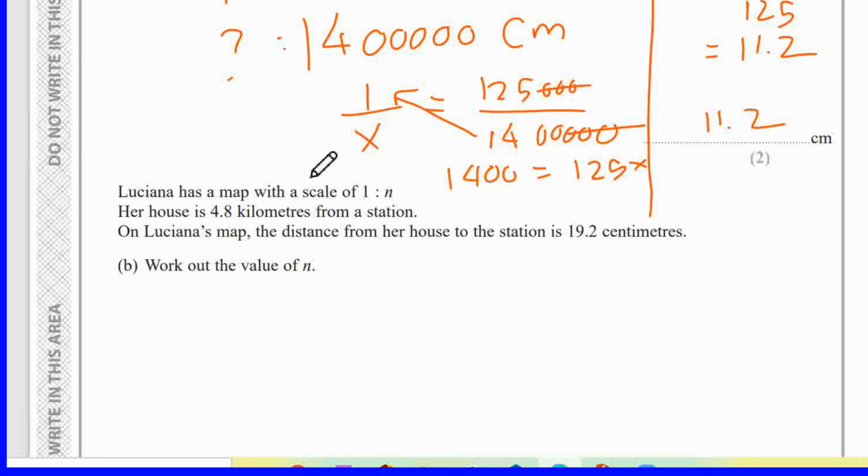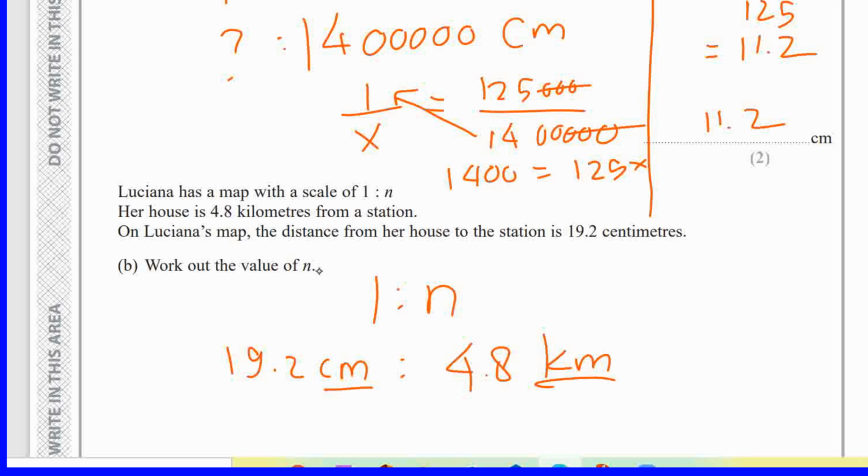Now, Luciana has a map with scale of 1 to n. Her house is 4.8 kilometers from the station. On Luciana's map, the distance from her house to the station is 19.2 centimeters. Work out the value of n, so it's 1 to n. And the real distance is 4.8 kilometers, and on the map is 19.2 centimeters. As we see, this is different, so we have to convert the kilometers to centimeters by adding 5 zeros. Now we can simplify this fraction to get the value of n.